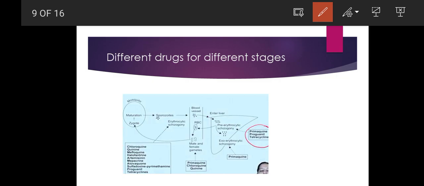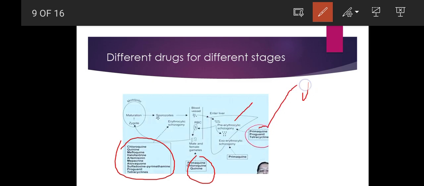Now notice here we have different drugs that will act at the different phases. Now we have drugs that will act at the pre-erythrocytic phase. All the drugs that will act at the pre-erythrocytic phase, we will call them prophylaxis. So prophylaxis are drugs that will act at the pre-erythrocytic phase. So for prophylaxis we have primaquine, proguanil, and tetracycline. They will act at the pre-erythrocytic phase and they will stop the conversion of sporozoids to merozoids in the liver.